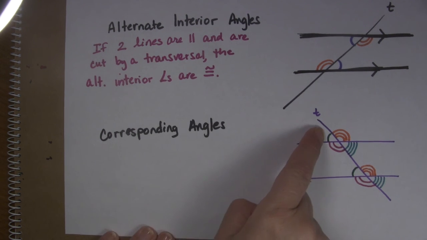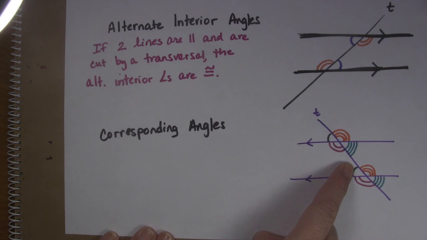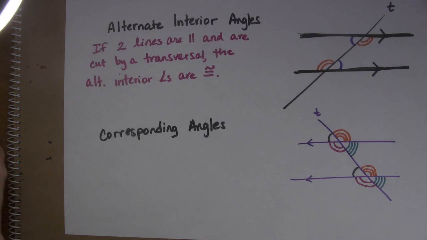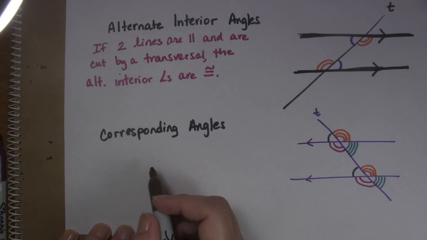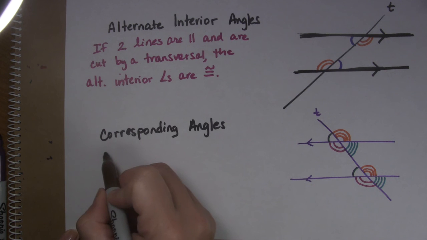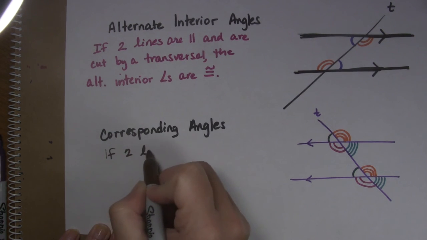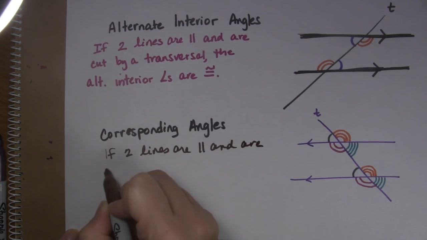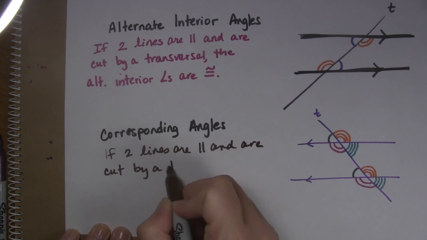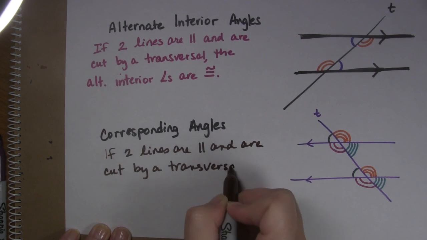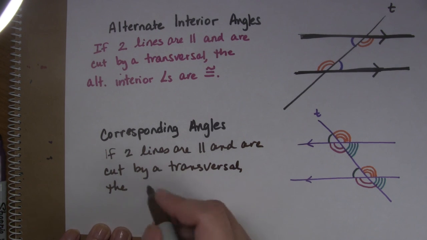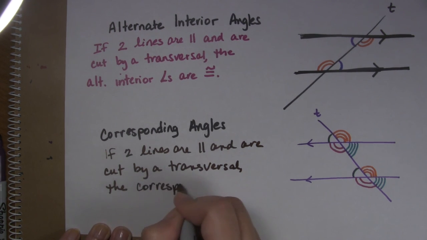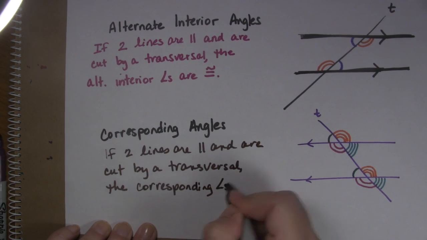So you would say that this angle corresponds with this angle, and the pink angle corresponds with the pink angle, and the orange angle corresponds with the orange angle. And you will be happy to know that there is a very helpful theorem for us that says if two lines are parallel and are cut by a transversal, the corresponding angles are congruent.